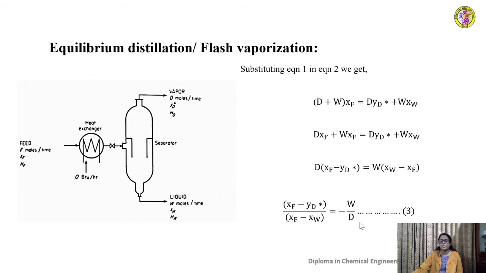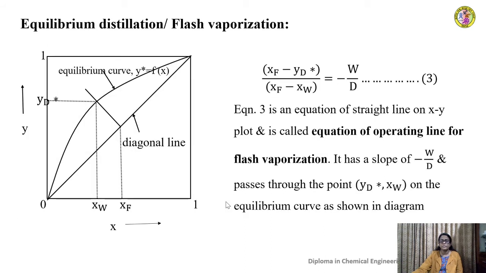Now this is the equation that represents a straight line on an XY diagram, and the line passes through the point YD star, XW and XF. So this quantity, minus W by D, indicates the slope of the straight line, and this equation, equation number 3, is called the equation of operating line for flash vaporization. It is a straight line on XY plot called the equation of operating line for flash vaporization.